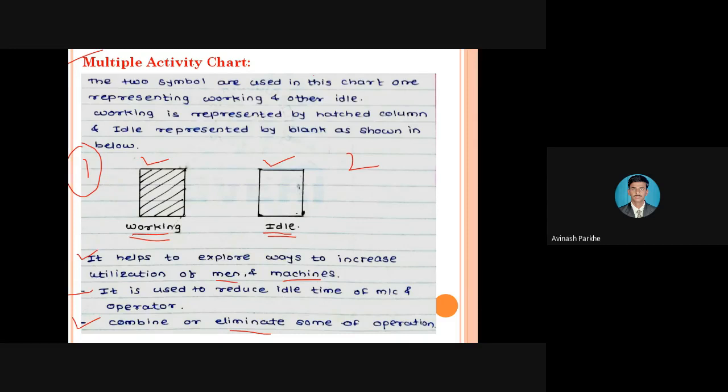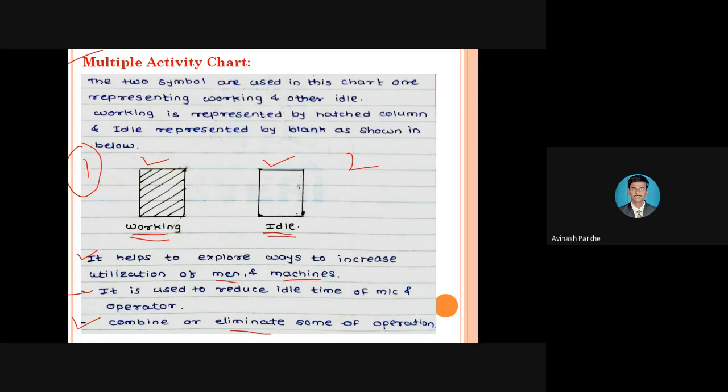Overall picture in the sense you will get the sequence of operations, the types of operations, the movement of the operator from one location to another location, the movement of the material from one location to another location, when your operator is working, when your machine is working, when your operator is idle, when your machine is idle. Like that only you will get the overall picture.